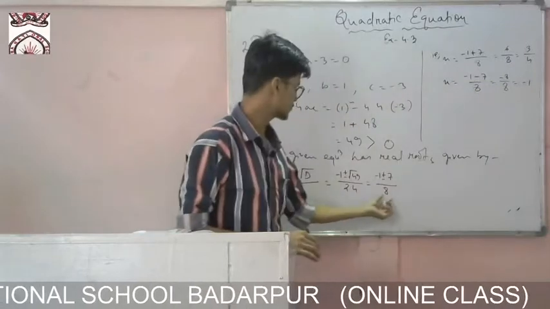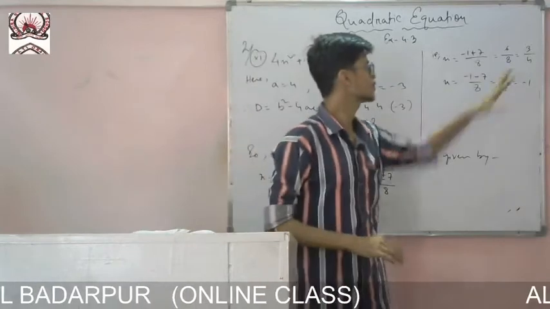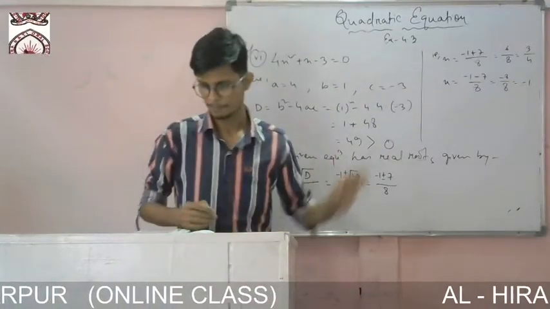So here actually it was 4. I have seen this one, I have written that one. So it will be 8. So it will be 3 by 4 comma minus 1. Okay, now it is okay.